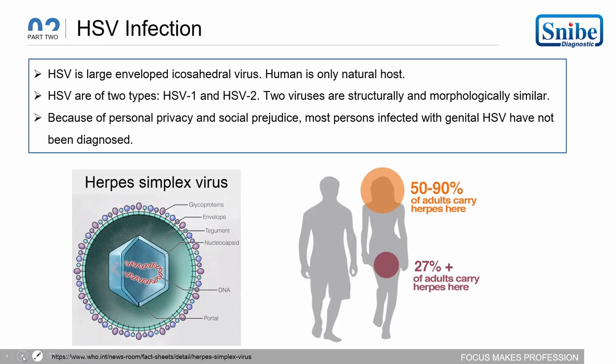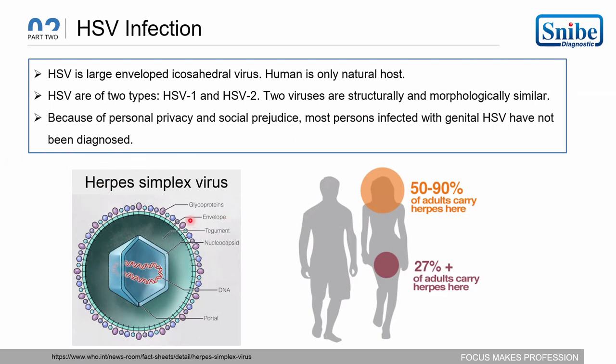So if you talk about the HSV infection, you know that HSV is basically a large enveloped icosahedral virus, and its only natural host is the human. The herpes simplex virus is of two types. One is called HSV1, the other is called HSV2. These two viruses are structurally and morphologically similar. Because of personal privacy and social prejudice, most persons infected with genital HSV have not been diagnosed.